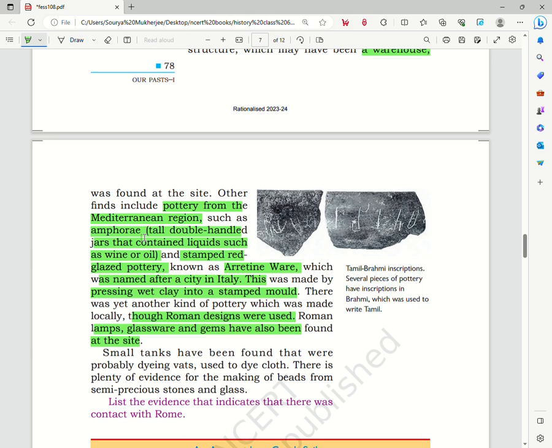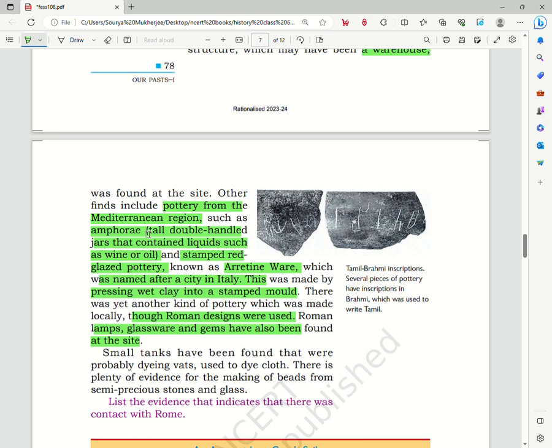And this Aretine ware is named after a city where they were made, and this city is located in Italy. And also we see that Roman pottery and Roman glassware, lamps, and gems were found at this site. So this suggests that Arikamedu had trade links with the Roman Empire. Traders from the Roman Empire came and sold their wares and goods in Arikamedu, and also Indian wares and goods have been found in Italy. That suggests that trade went both ways.